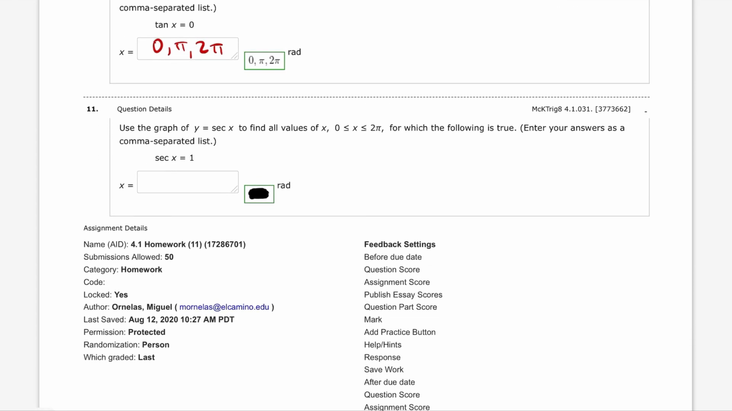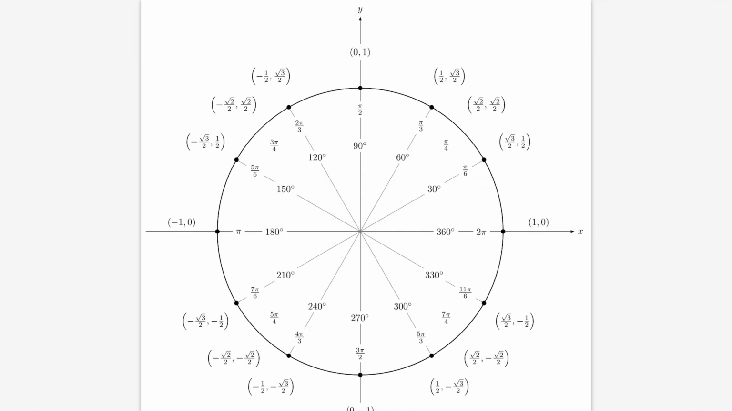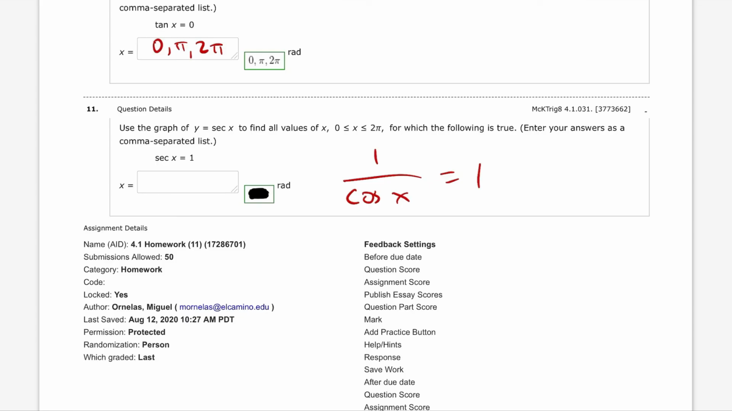All right, last one. Which values have a secant of +1? Well, secant is the reciprocal of cosine, so we're looking for when cosine is equal to 1, for what angles? Well, if you look at your unit circle, that would be at 0 or 2 pi. And that would be it, 0 and 2 pi. That's the only time that secant would be +1.